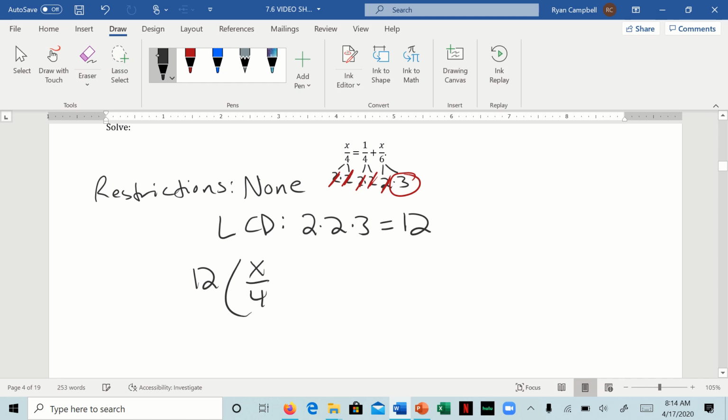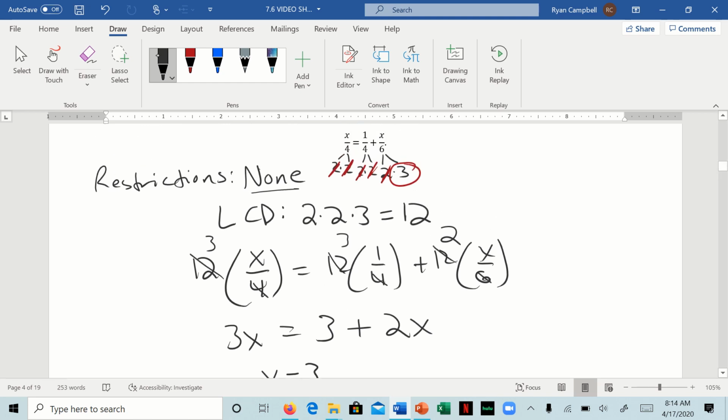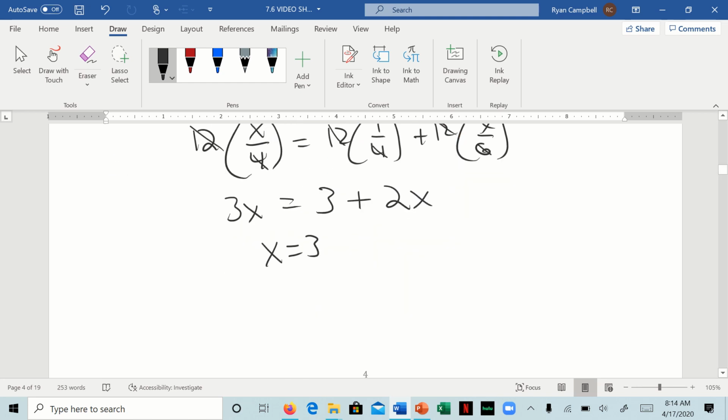So we get 12 times x over 4, 12 times 1 over 4, and 12 times x over 6. So the first term, we can see 12 divided by 4 is 3, so this is 3x. 12 divided by 4 is 3, so this is just 3. And 12 divided by 6 is 2, so 2x. Which means that x is 3. Go back and check your restrictions. There weren't any, so that's our answer. Our solution set is 3.